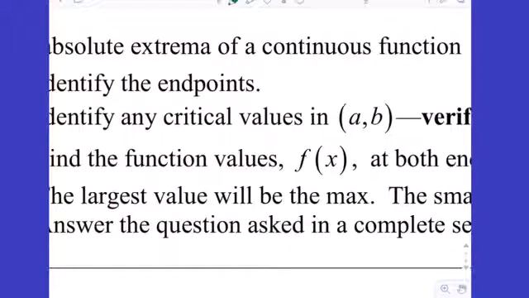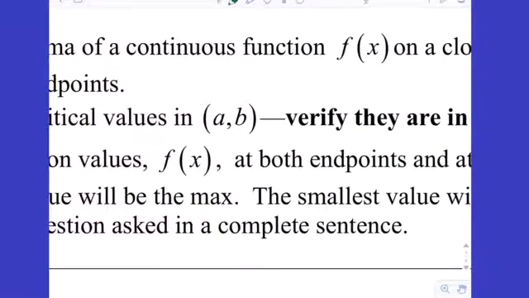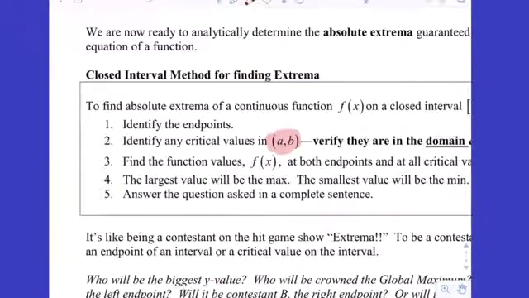That's going to be pretty easy because they're usually going to be given to us. Then we need to identify any critical values that live in the open interval. You might have a critical value to the function outside the interval, but you want to find the ones that are just in the interval. Then you're going to find the function values at the endpoints and any critical values, and one of those should be the largest and one of those should be the smallest. That's how you're going to identify the absolute extrema.